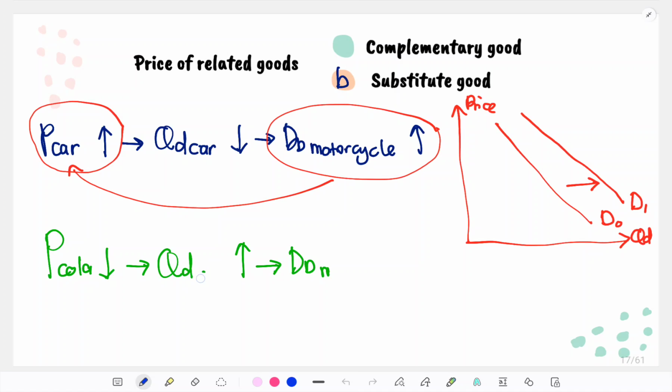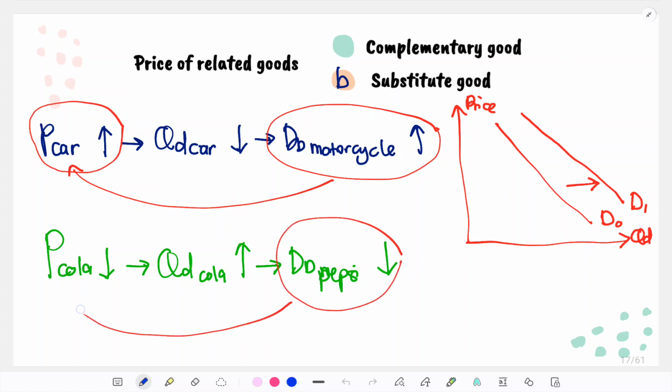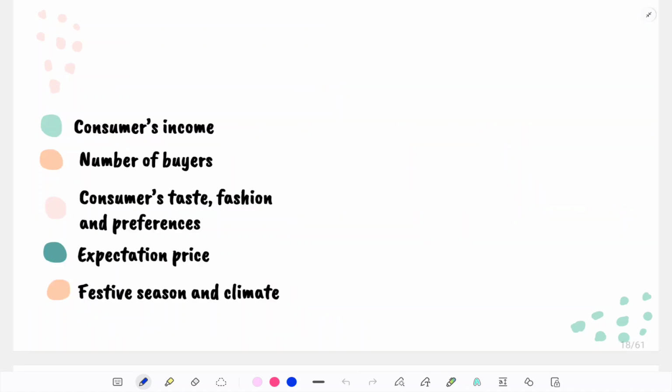This one here is cola. It will give impact to Pepsi, which is the demand for Pepsi will decrease. So demand for Pepsi decreases due to a decrease in the price of cola. So our demand curve for Pepsi will shift leftwards to D2. So this is our first factor, price of related goods.